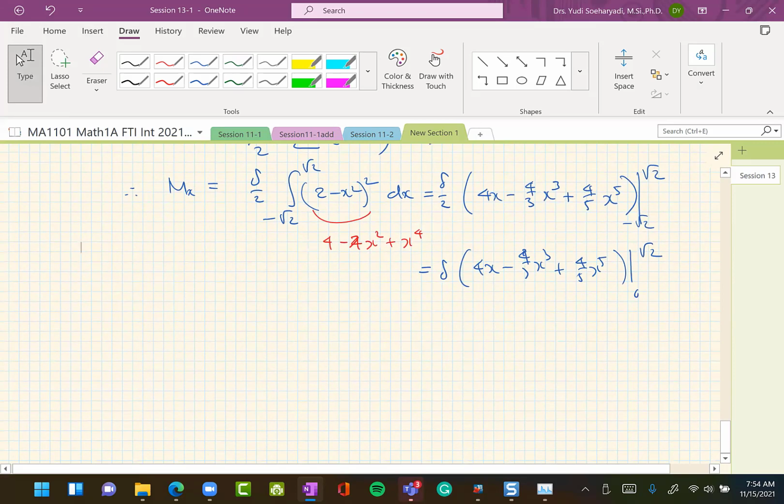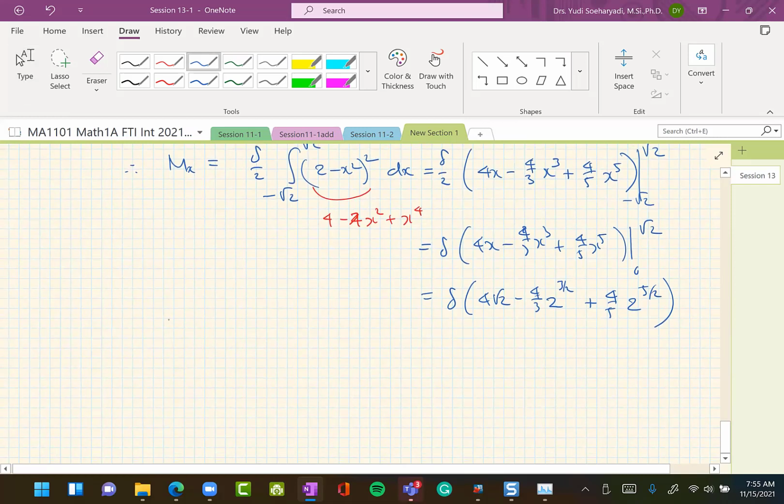So you plug in square root of 2, so 4 square root of 2, minus 4/3 times 2 to the 3/2, plus 2 to the 5/2 over 5. This is square root of 8, and this is square root of 32. Yeah, you can simplify this one.